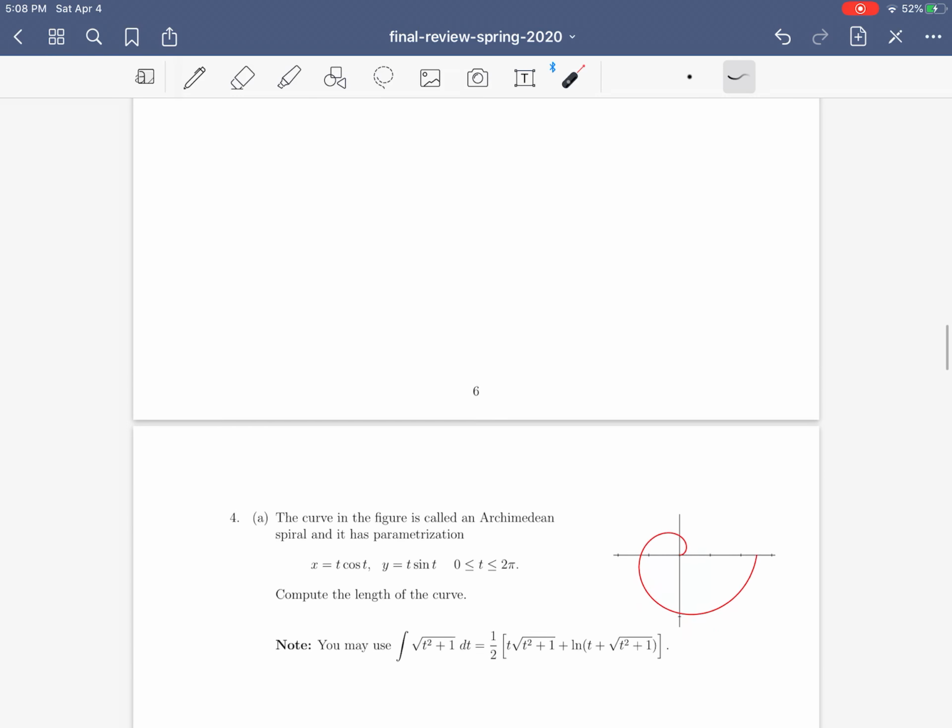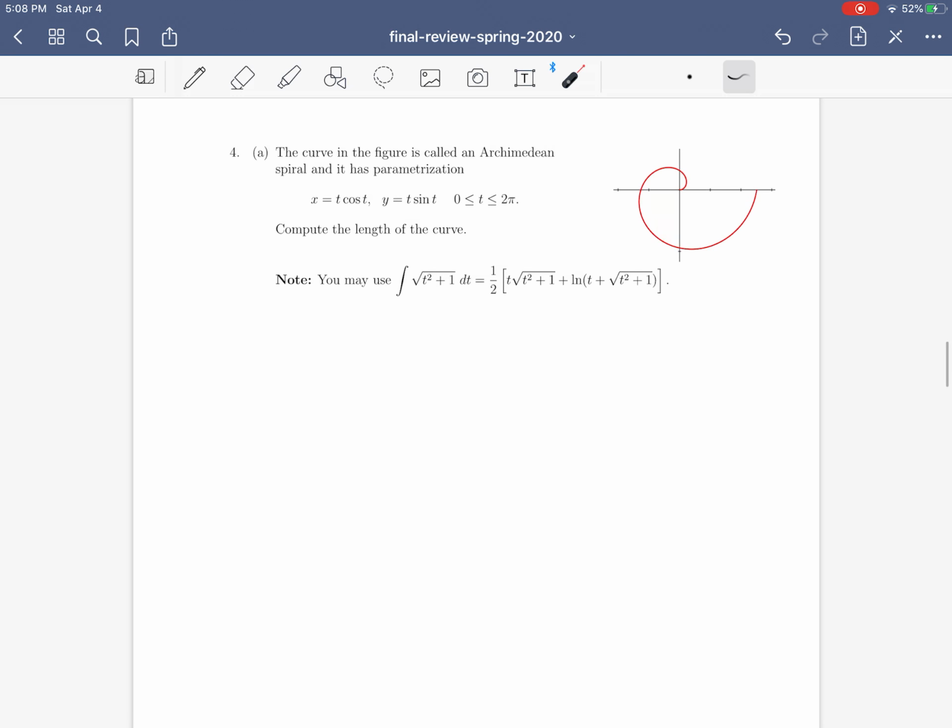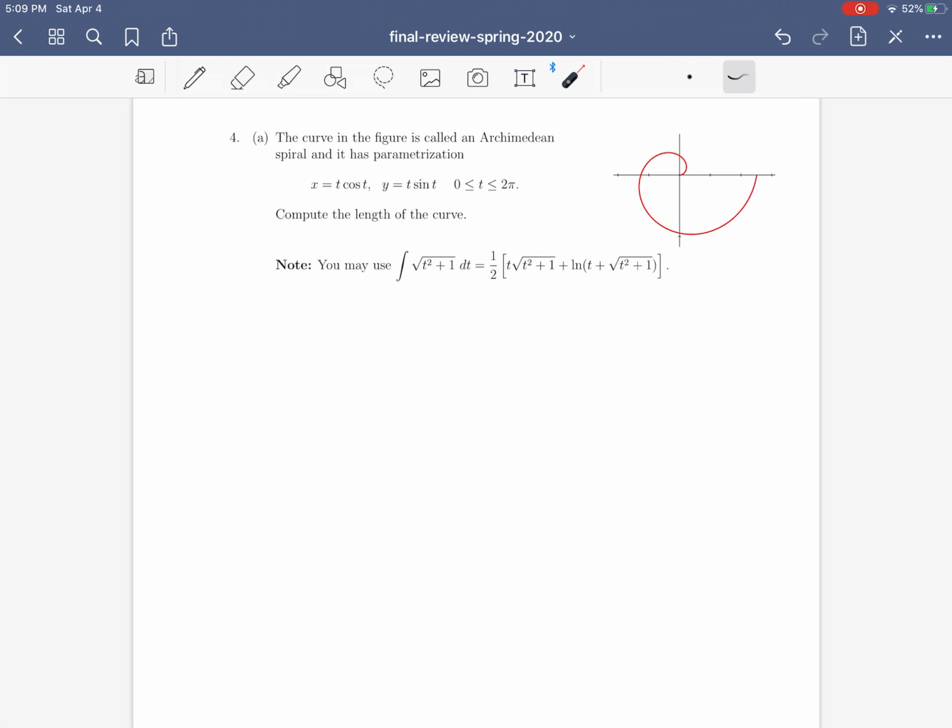Okay, let's move on. And now let's look at another question involving the application of integrals to calculating things like lengths and areas. So in this question, question 4, we are going to study the following curve. So this is known as the Archimedean spiral, and this is the curve that's defined parametrically by the following equations. So x is t cosine t, y is t sine t, and we're looking at this curve for t between 0 and 4.